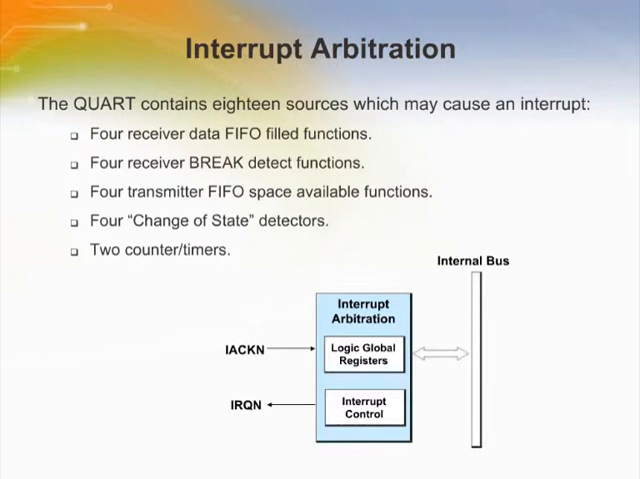18 sources which may cause an interrupt are listed on this page. The interrupt control for the QUART Universal Asynchronous Receiver Transmitter has been designed to provide very low interrupt service overhead for the controlling processor while maintaining a high degree of flexibility in setting the importance of interrupts generated in different functional blocks of the device.